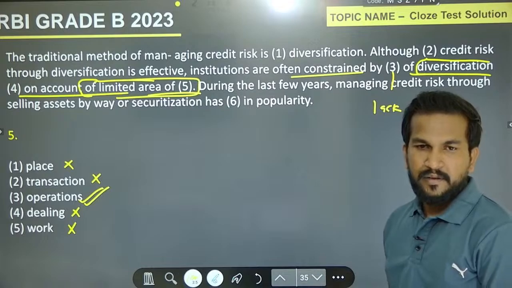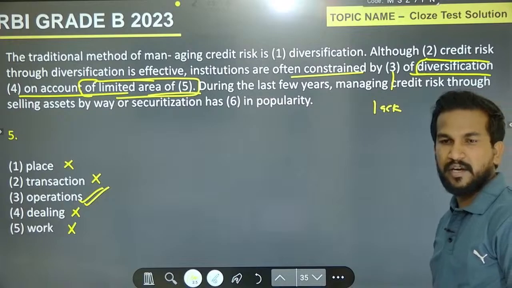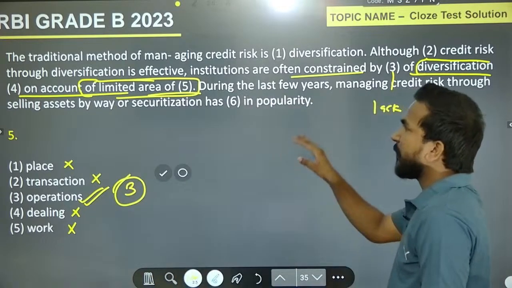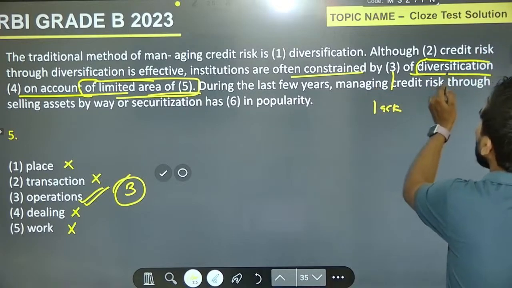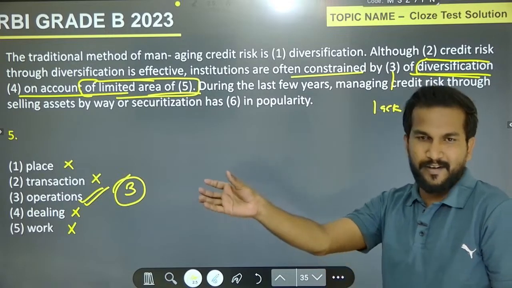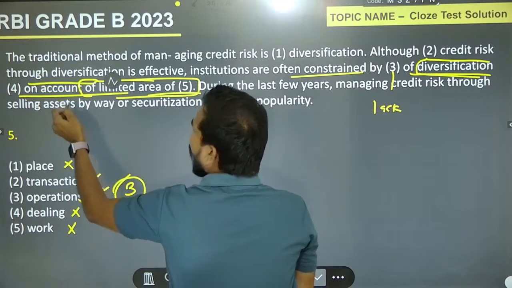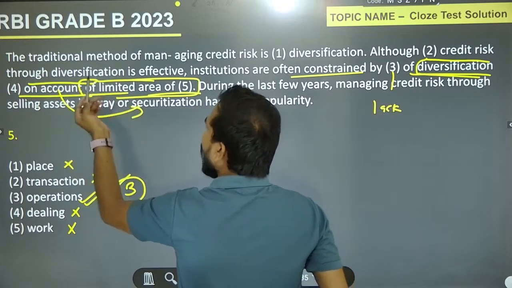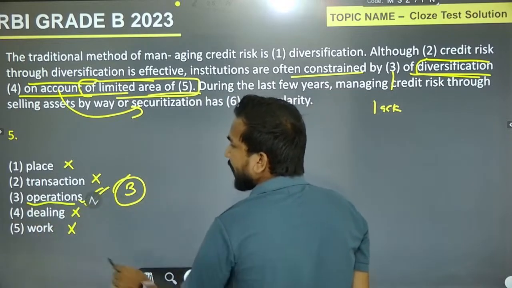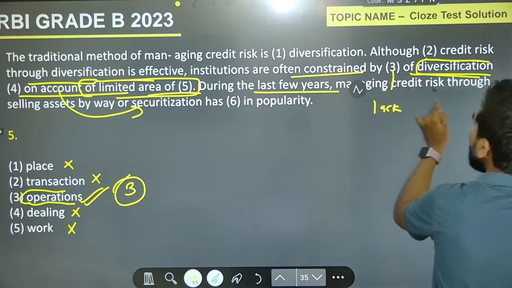Okay, Silent is saying it must be empty. Okay, go for it. Second, third. It must be third. What we are talking about actually? Let me tell you what we are talking about. We are talking about diversification opportunities. Diversification opportunities, so opportunities are plural. So on account of limited areas of operations. Limited areas of operations we are talking about.